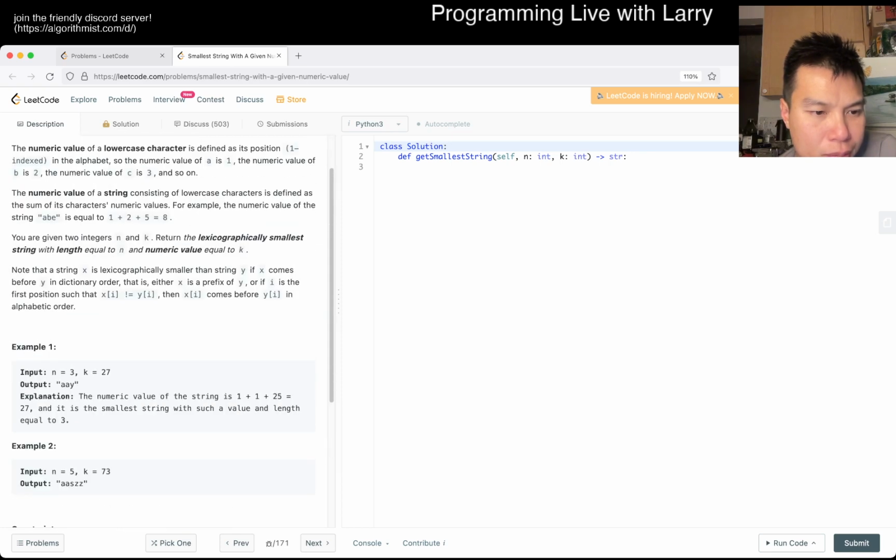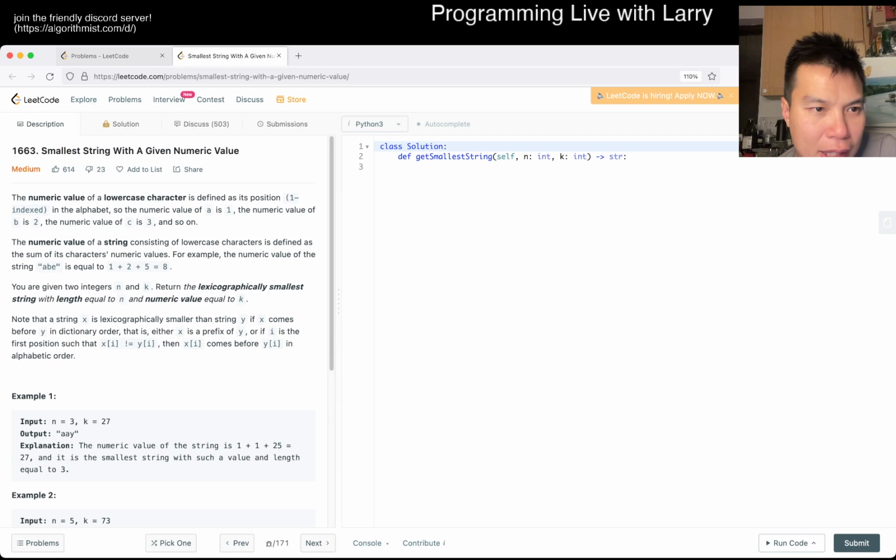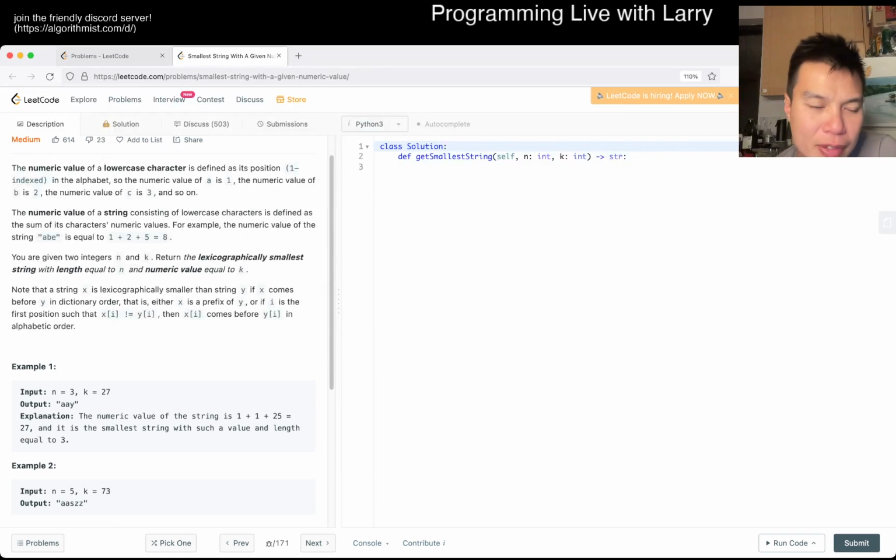Okay. Oh, and what's n? N is the number of characters, is it? Okay, the length n. Because I was wondering if there's a variable length type thing. But given that there's length n and numeric value equal to k, then we just have to do greedy, right? We just basically have to construct one character at a time, and the idea here is that it's greedy in a very positional way, right?